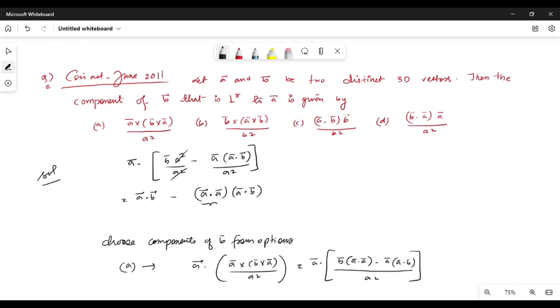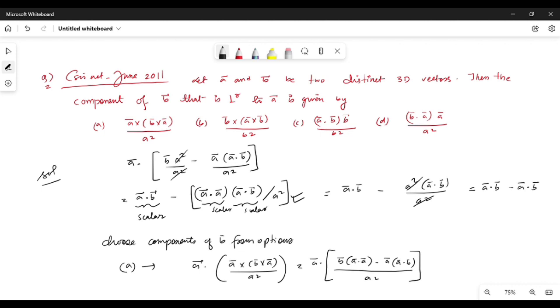This is a scalar, this is a scalar, and this is also a scalar. So that means we are correct, scalar minus scalar. Now see, oh I'm sorry, this also has 1 divided by a square. Then it is a dot b minus a square into a dot b divided by a square again. So I can cancel a square and a square. Then it is a dot b minus a dot b, that is equal to 0.